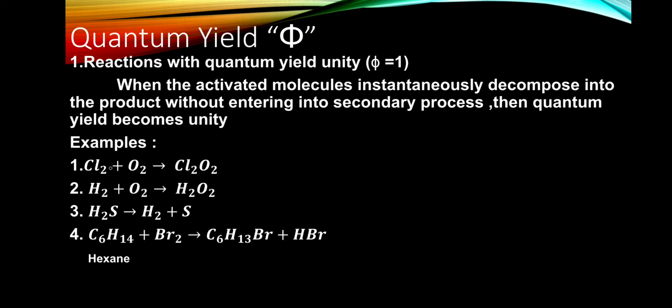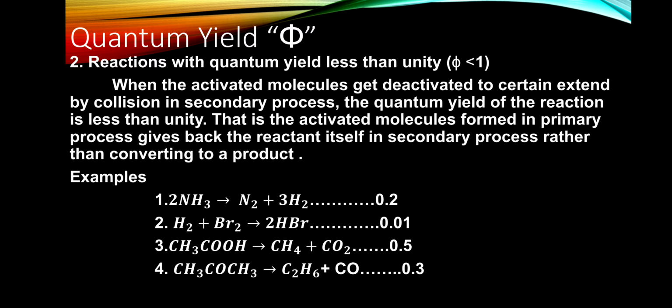Examples: Cl2 plus O2 giving Cl2O2, H2 plus O2 giving H2O2, H2S giving sulfur and hydrogen gas, C6H14, that is hexane, and bromine reacting to give bromohexane and HBr. In all of them the activated complex is converted to the product. There are also processes where the quantum yield is less than unity.